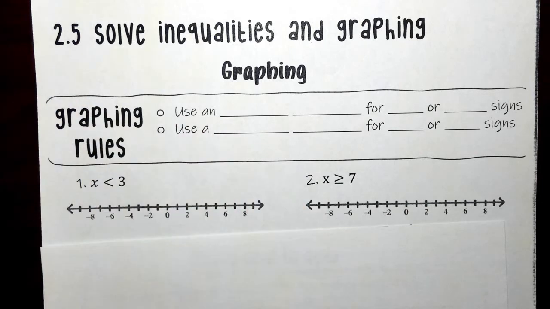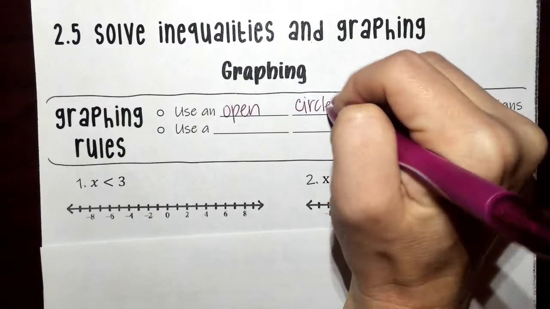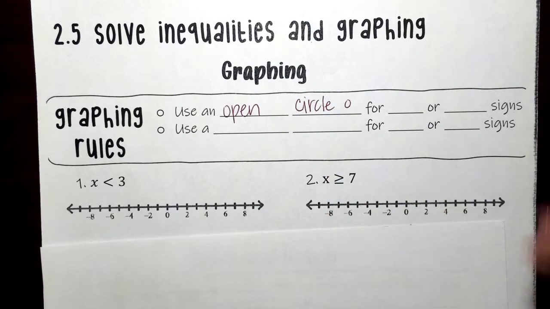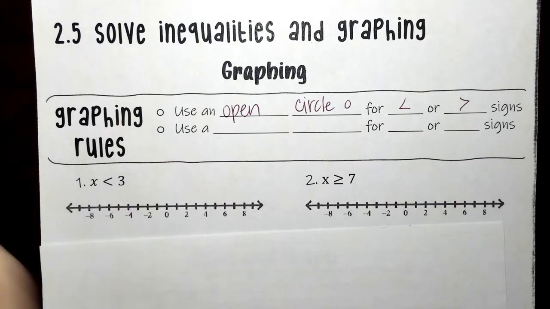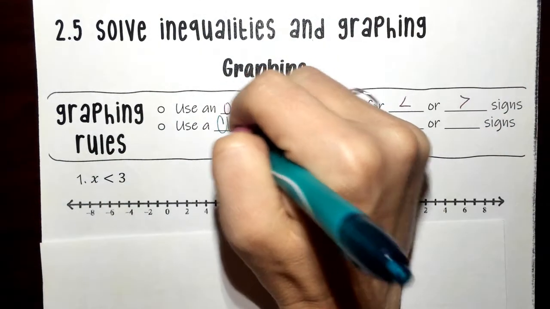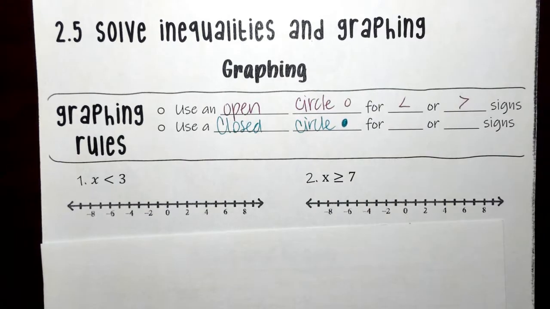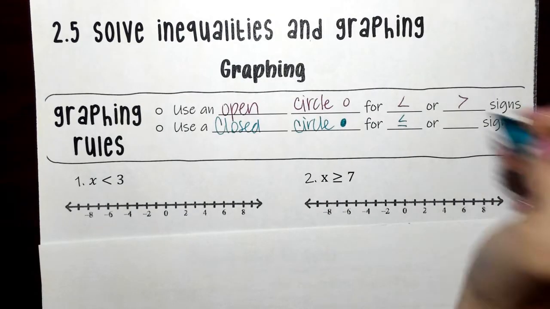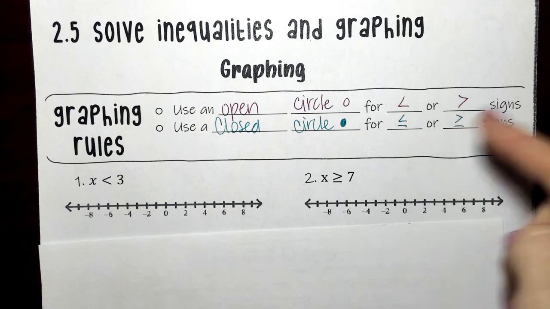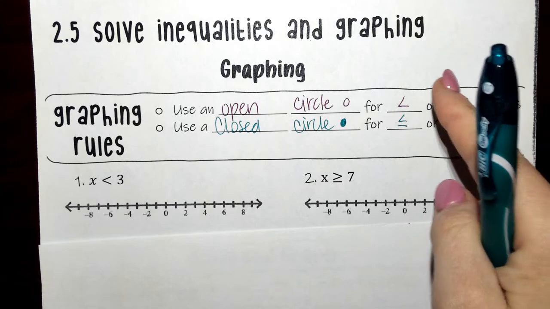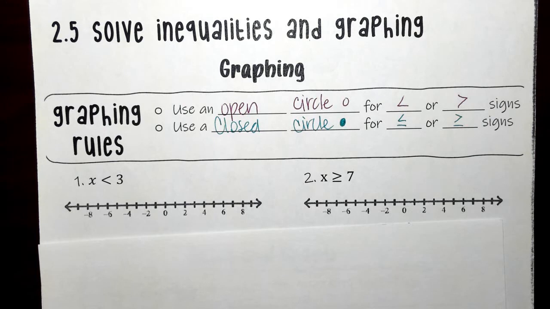So our graphing rules: we're going to use an open circle for our less than or our greater than sign. We're going to use a closed circle if it's less than or equal to or greater than or equal to. And then whichever way our point is going, that's the way we draw our line.